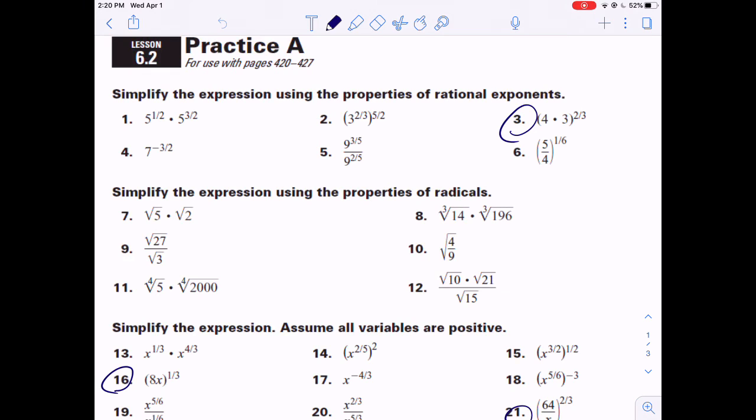Let's go to 6.2a, practice A, and we'll try a few of these out. Now, the first few at the top are similar to what you had already. We're just kind of going through the operations of exponents. So, like for number 1, you would add those because they're both a half fraction, so they add up easily. For number 2, you multiply numerators, multiply denominators. So that's not so bad.